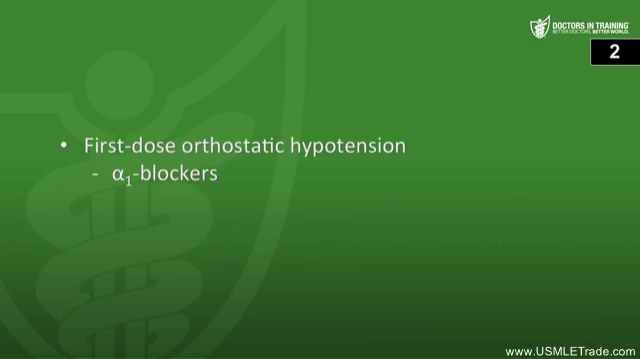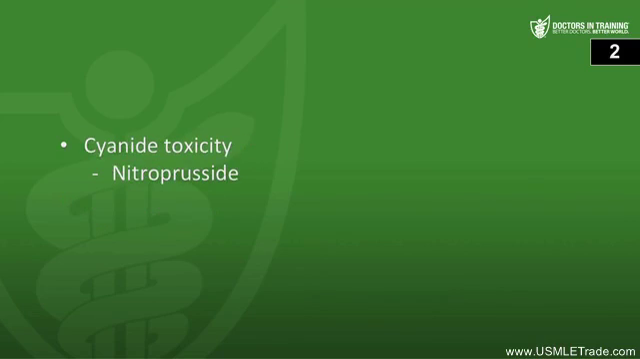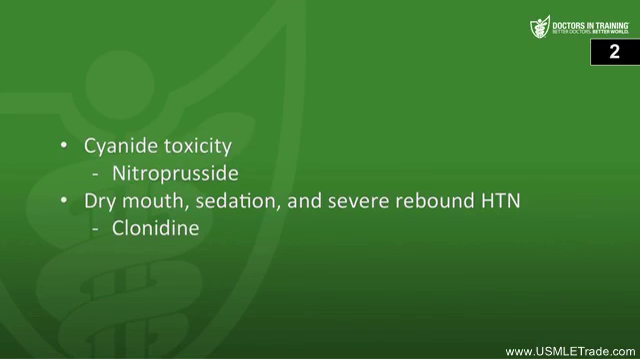Next question. Which antihypertensive drug has each of the following side effects? So first would be first dose orthostatic hypotension. So these are your alpha-1 blockers or your Zosyn drugs. Next would be hypertrichosis. This is minoxidil. That's easy because minoxidil is Rogaine. Next would be cyanide toxicity. This is nitroprusside. And then finally, dry mouth, sedation with severe rebound hypertension. Clonidine is well known to do this.